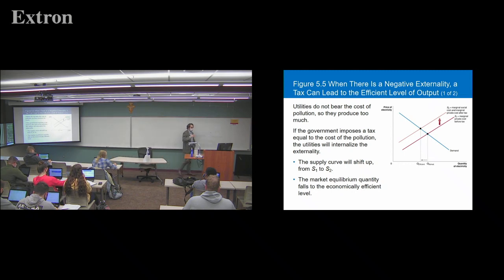So in theory, if we can put on a tax that equals the social cost, the cost that these firms aren't bearing when they engage in production, we can get rid of the externality. We can get rid of the deadweight loss. We can move the economy back to this efficient level that we want it to be in.